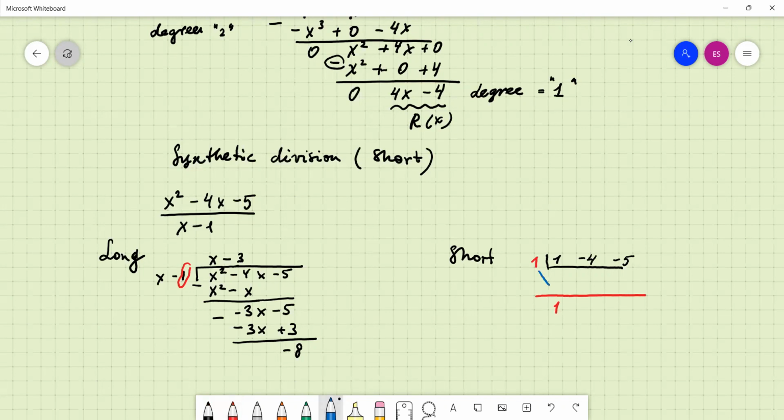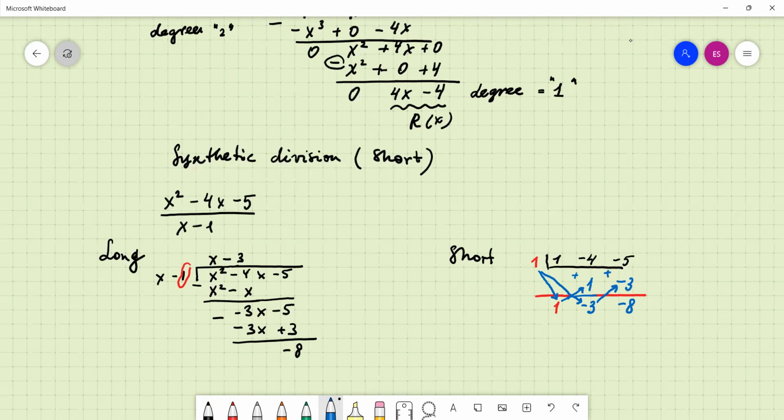Then I'm going to multiply this 1 by 1, which is going to give me 1, and put it under 4. So I'm going to put it here. Now I'm going to add these two things and get minus 3. I'll take minus 3 multiplied by 1 and put the result over here. Minus 3 by 1 is minus 3. And if I add them, I'm going to get minus 8.